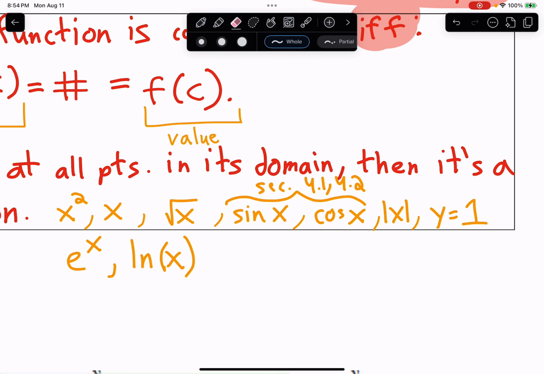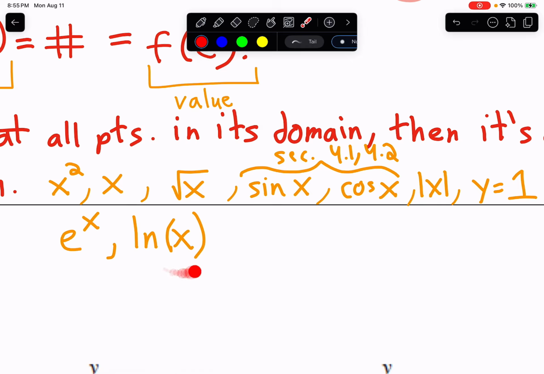And so then we have things like sine of x and cosine of x. And I just wrote a little reminder here for what these graphs look like. Go back to your trig notes, section 4.1, section 4.2 in trig. Go back, review these graphs, right? These are good ones to know. Absolute value of x, horizontal lines like y equals 1, e to the x, and then natural log of x.